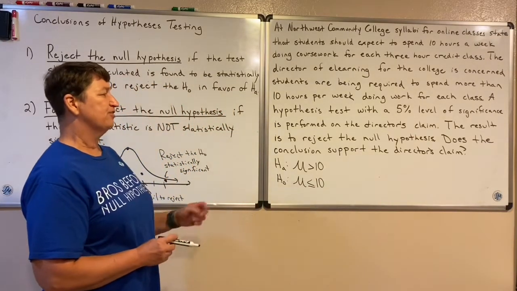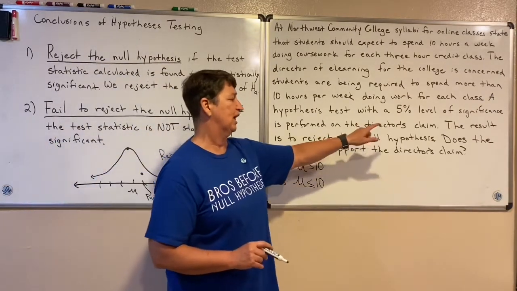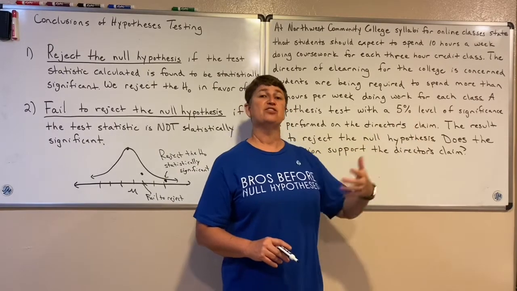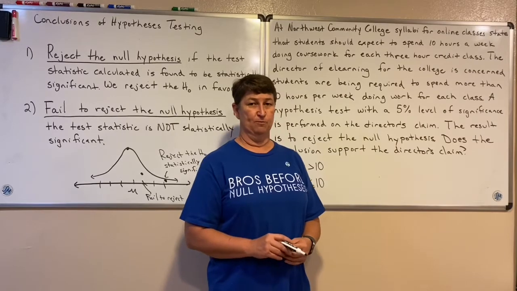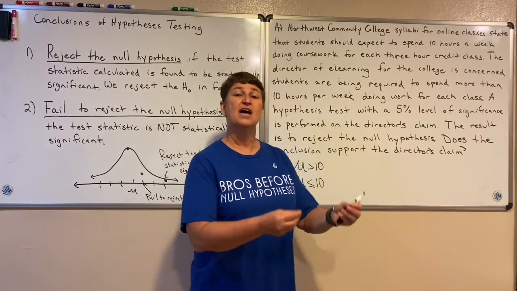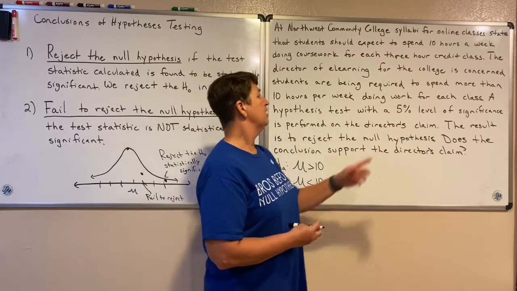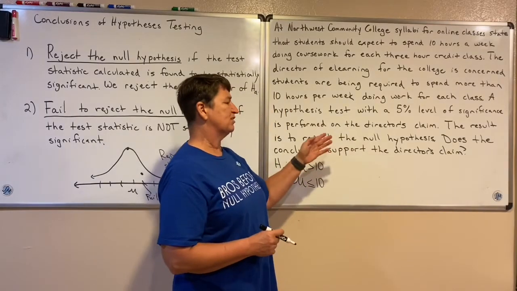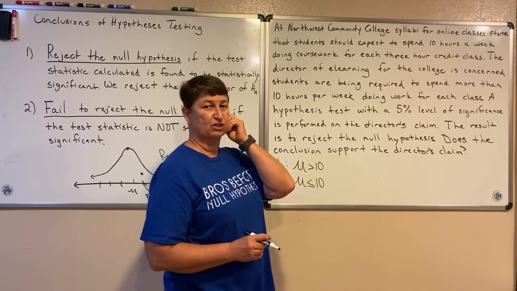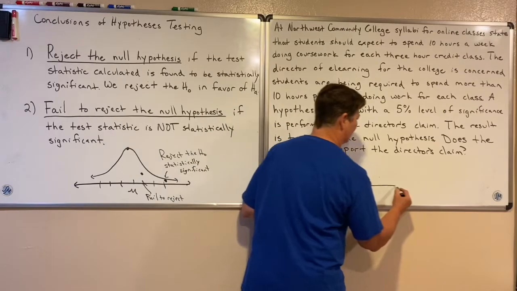Then a hypothesis test with a 5% level of significance is performed on the director's claim. Remember that 5% level of significance is the complement to our confidence level. So if it's a 5% level of significance, that tells me that it's a 95% confidence level that I'm dealing with. The result is to reject the null hypothesis. Does this conclusion support the director's claim? Well, we're going to reject the null.